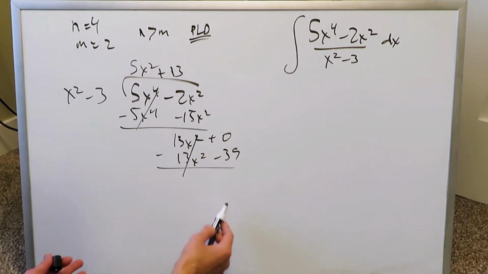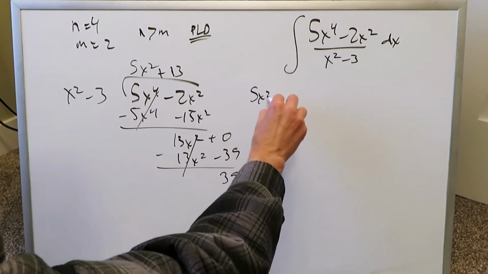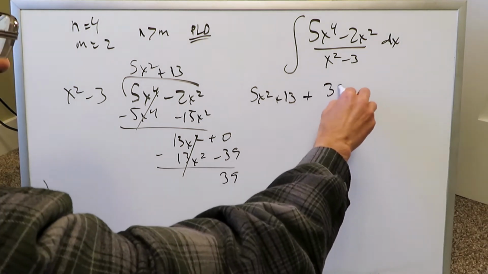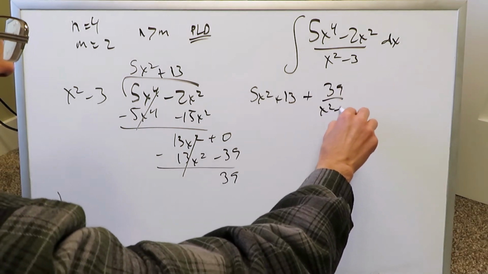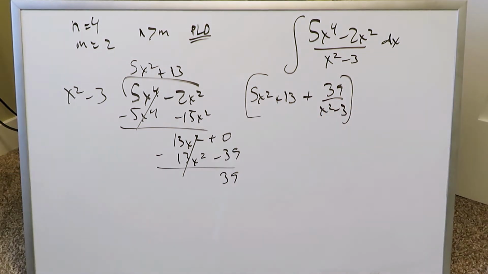Now do your cancellation, here you'll have a 39. Your answer is basically 5x squared plus 13 plus remainder 39 over x squared minus 3. All of this now represents the decomposed rational fraction using polynomial long division.